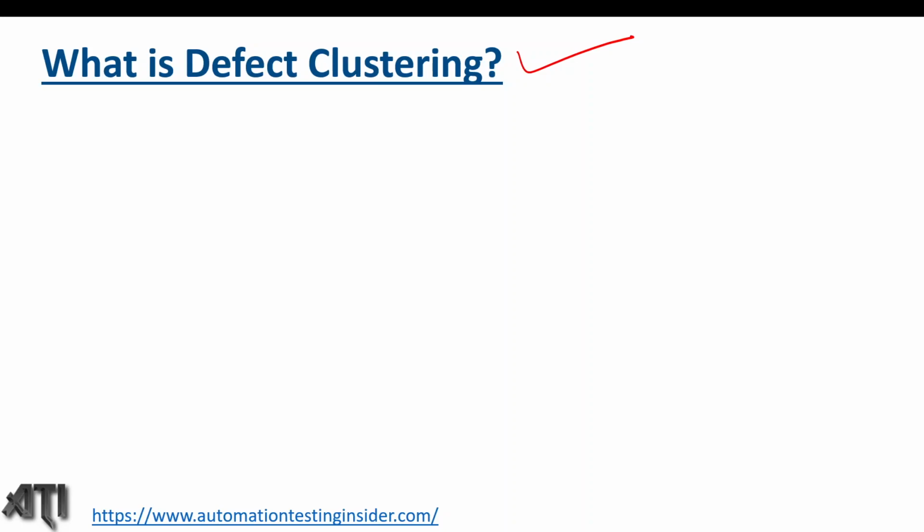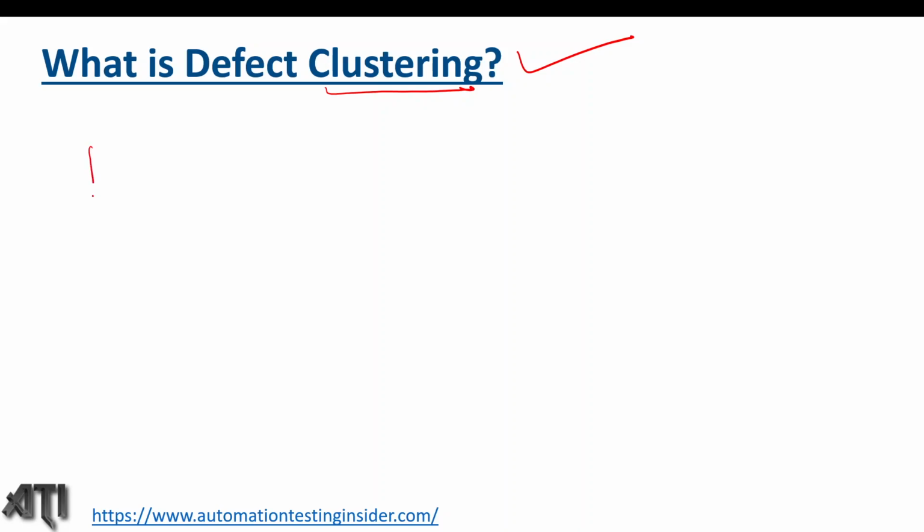So what do you mean by defect clustering? When defects are found in a group while testing any particular module in an application, it is called defect clustering. In other words, when we find a group of defects in any particular module, it is called defect clustering. Basically, clustering is nothing but a group, right? Let me explain further.